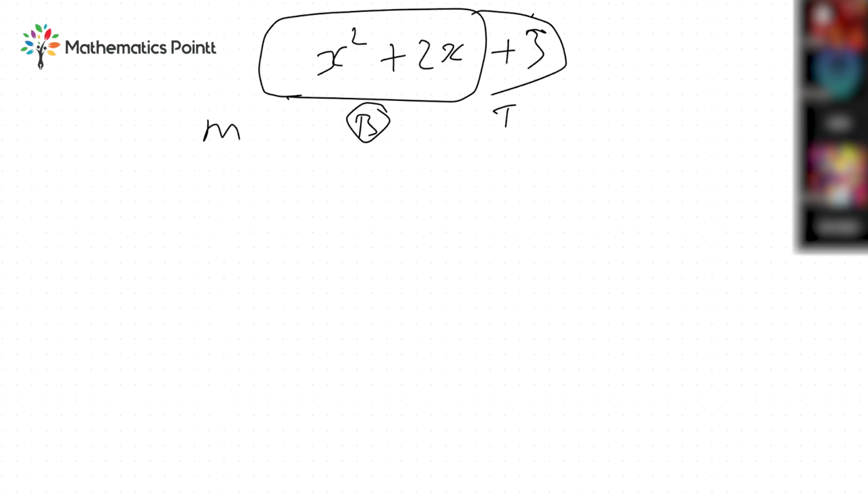Yes, I take your point. You can pull out negative out. All right, let's move forward. Trinomial. Good job.